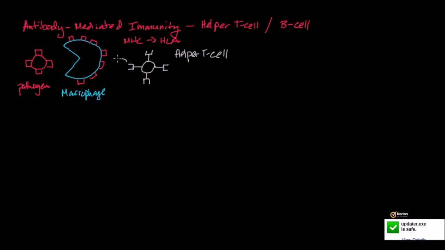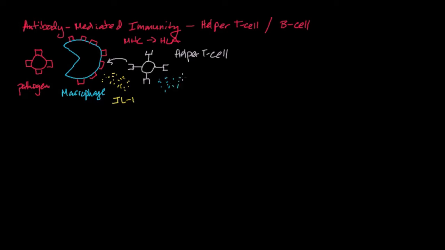And when this helper T cell binds to this antigen, it stimulates this macrophage to release a cytokine called interleukin-1. Interleukin-1 stimulates helper T cells to multiply in number, to proliferate, to increase in number. But it also stimulates helper T cells to secrete another type of cytokine called interleukin-2.